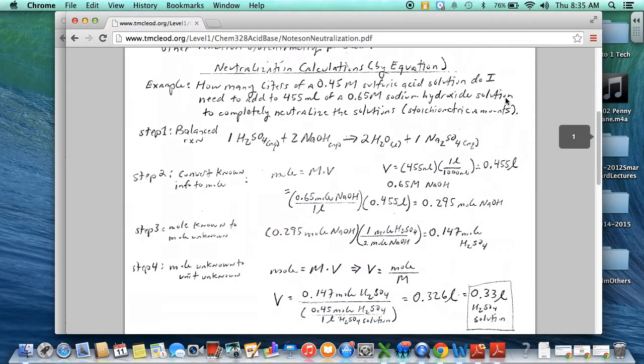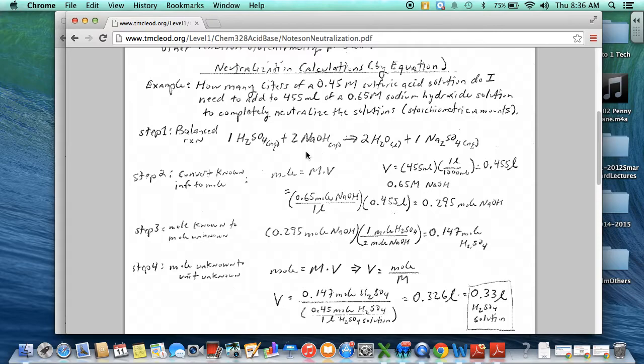So here's a typical example of a neutralization reaction. Here I have sulfuric acid, H2SO4, and I have sodium hydroxide, NaOH. I need to balance it. Well, one of these guys produces 2 H pluses. One of these guys produces one Na plus. So we need to form 2 waters and whatever else is left.